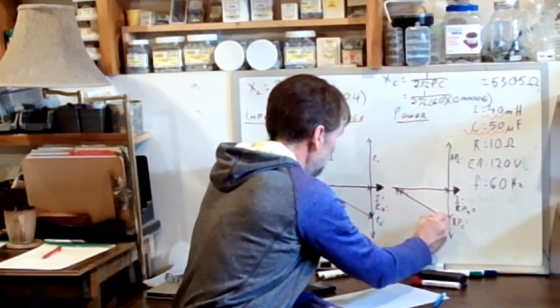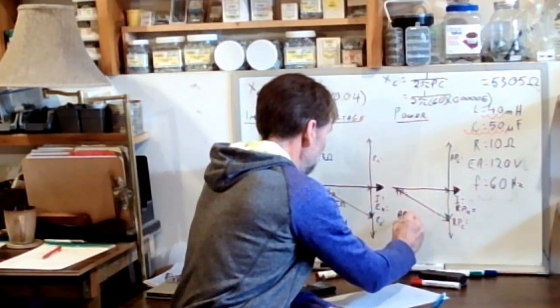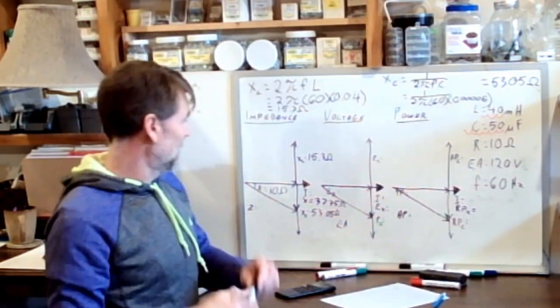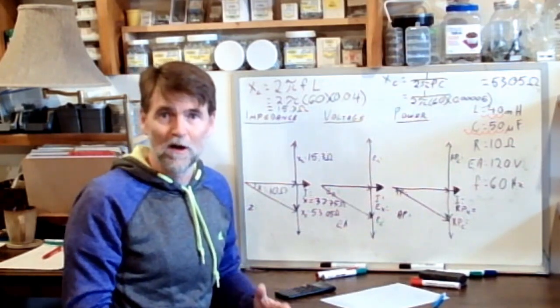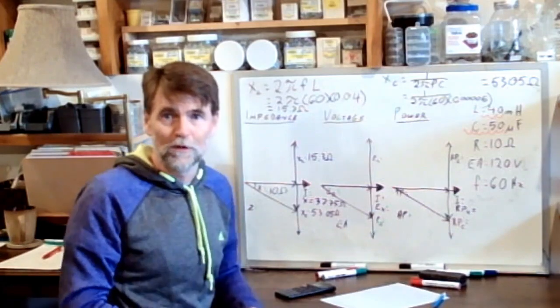And that allows us to draw our final vector, which is the apparent power in our circuit. To keep the videos from getting too long, I'm going to stop there, and in the next video we'll carry on, we'll crunch the rest of the numbers.